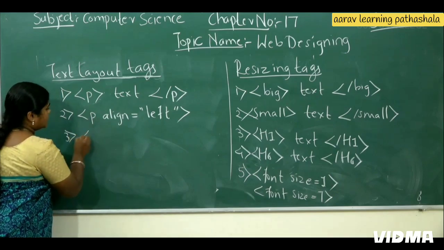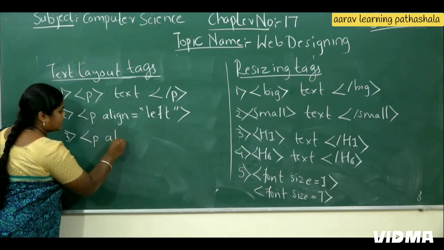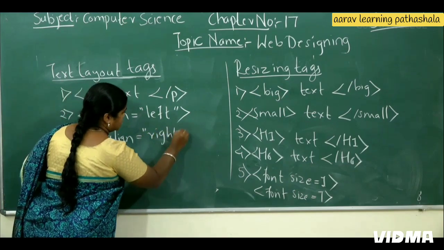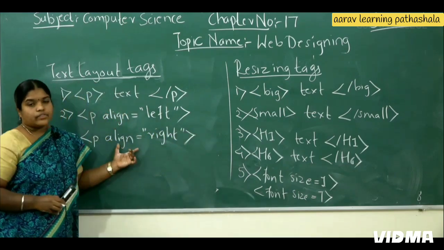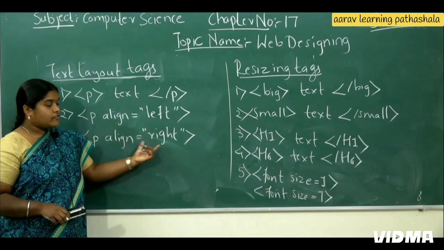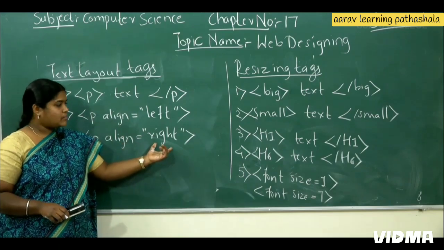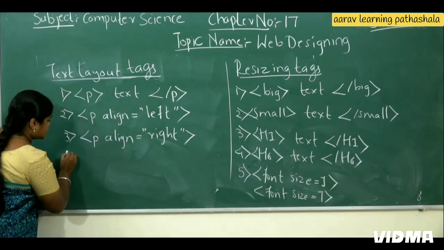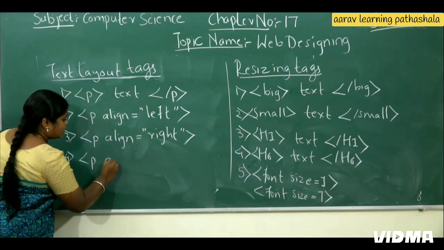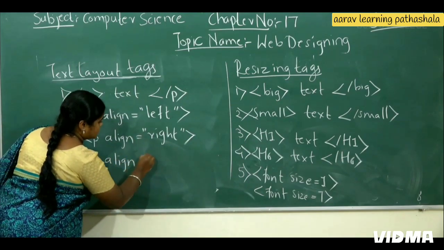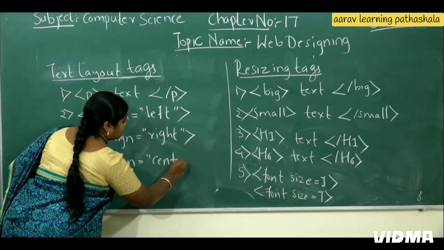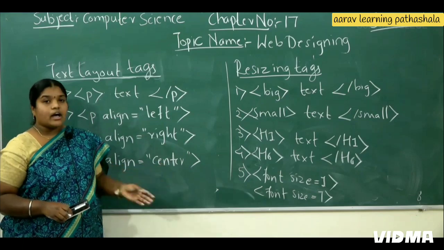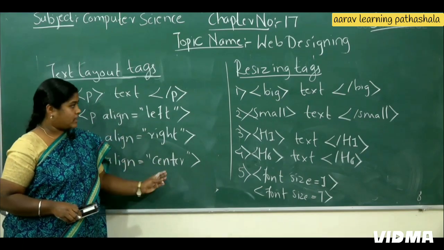In the same way, next is P tag with the attribute align is equal to right. So in this case, the text in the paragraph will be right justified. That means it will appear on the right side of the paragraph. Next, in the same way, what will be the next alignment? This will be center. So in this case, the text in the paragraph will be aligned to the center of the paragraph.